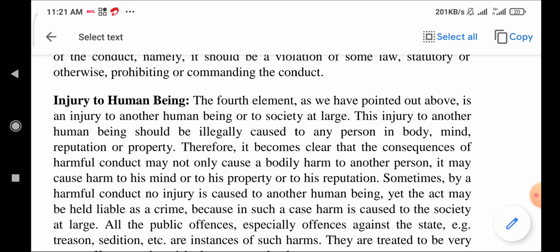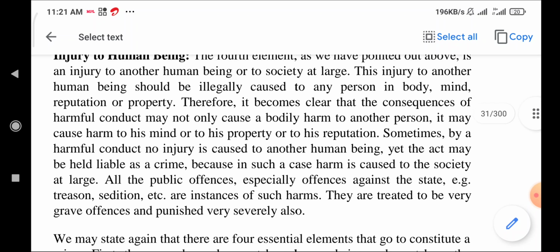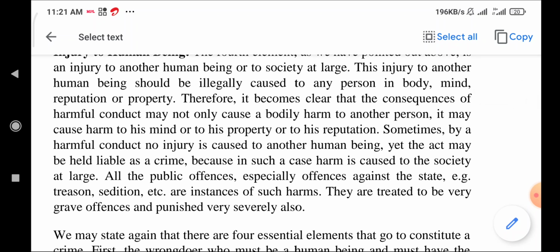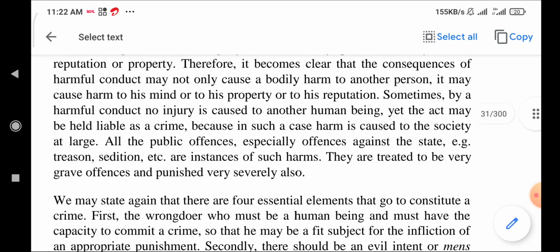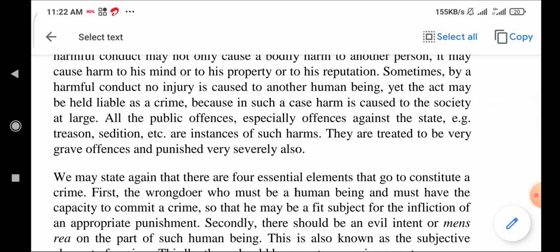All the public offenses, especially offenses against the state, for example waging war against the state, treason, sedition, etc., are intended to prevent such harm. They are treated as very grave offenses and punished very severely.